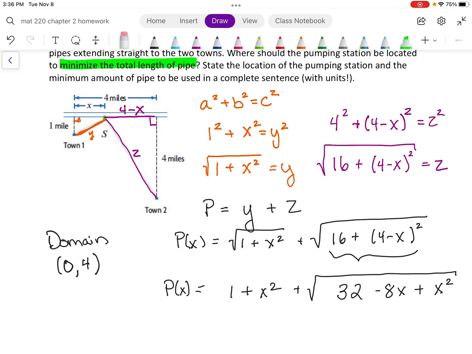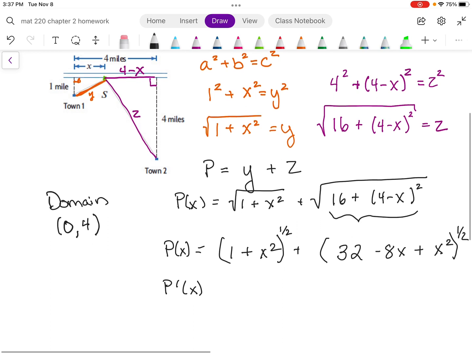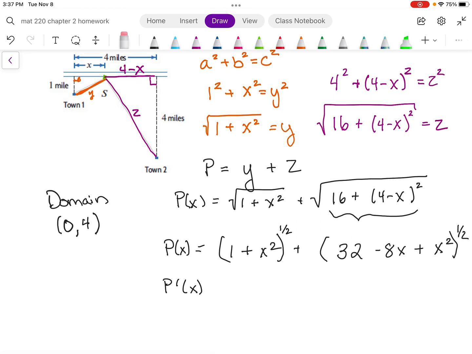With derivatives, I also find it easier to rewrite my square roots as a group to the 1/2 power, because then I can use power rule. So I'm going to do the same thing over here. I can't combine these square roots because what's underneath them is totally different. And I'm going to go through and take my derivative. I am not giving myself enough space, so I'm going to erase that and put p prime of x way over here.